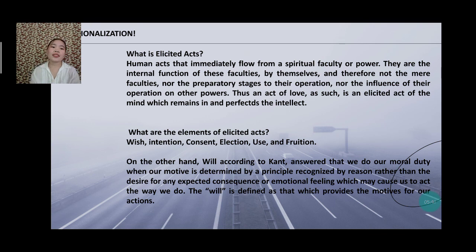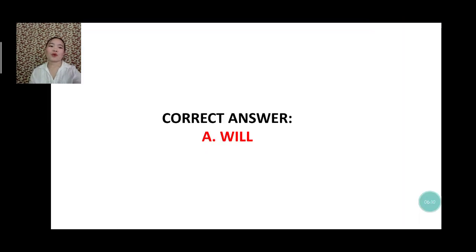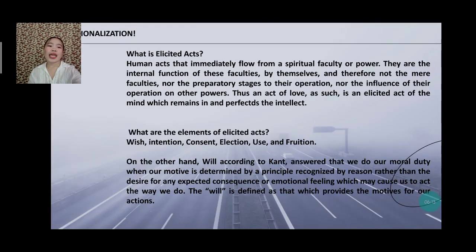On the other hand, will, according to Kant, answers that we do our moral duty when our motive is determined by a principle recognized by reason rather than the desire for any expected consequence or emotional feeling which may cause us to act the way we do. The will is defined as that which provides the motives for our action. So that's the correct answer, letter A, will.